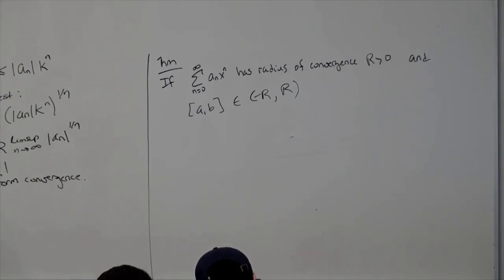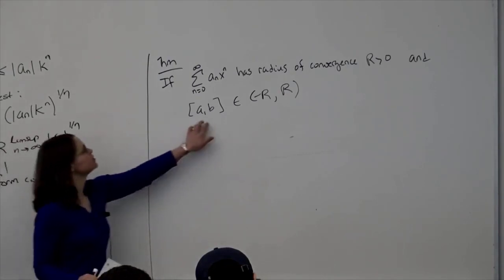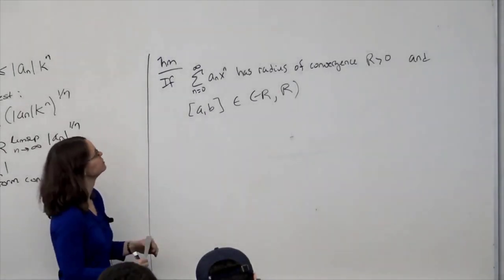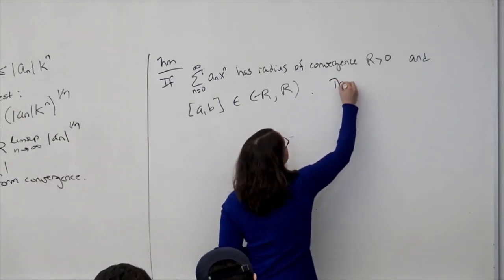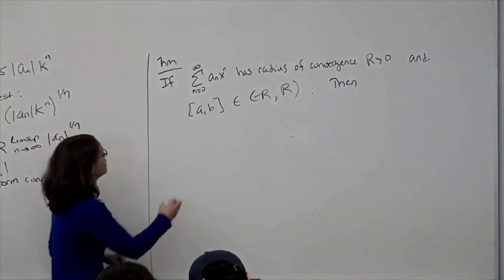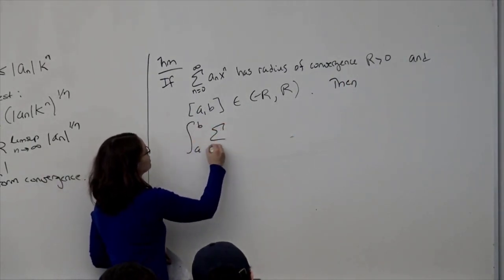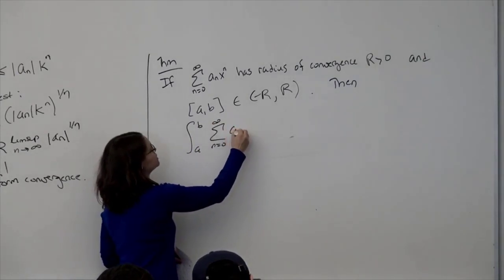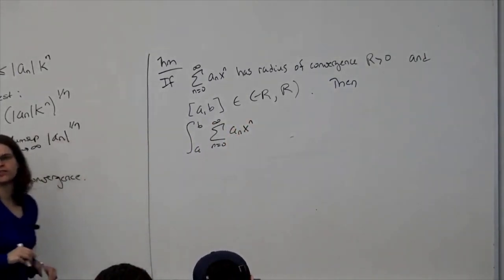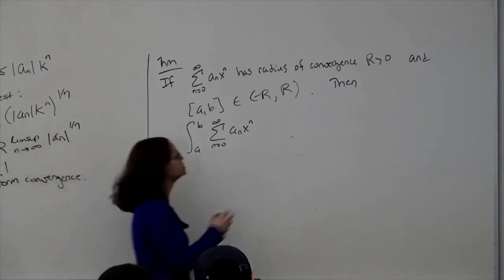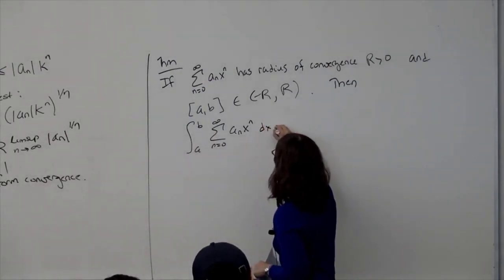Well, now we're in business, right? We're strictly within the radius of convergence. We know we have uniform convergence on this set, so we can integrate. Okay, so then right away we can say that the integral over a to b of the function that this series converges to is exactly the same as taking this series and just integrating it term by term.